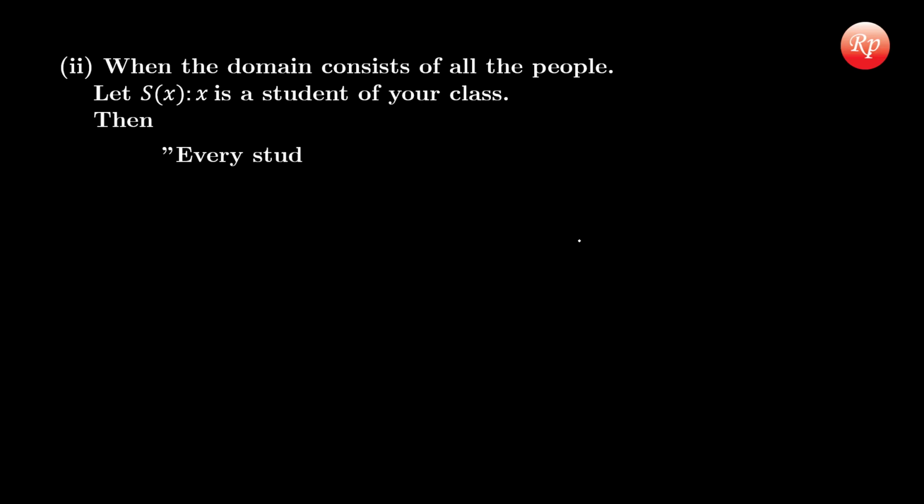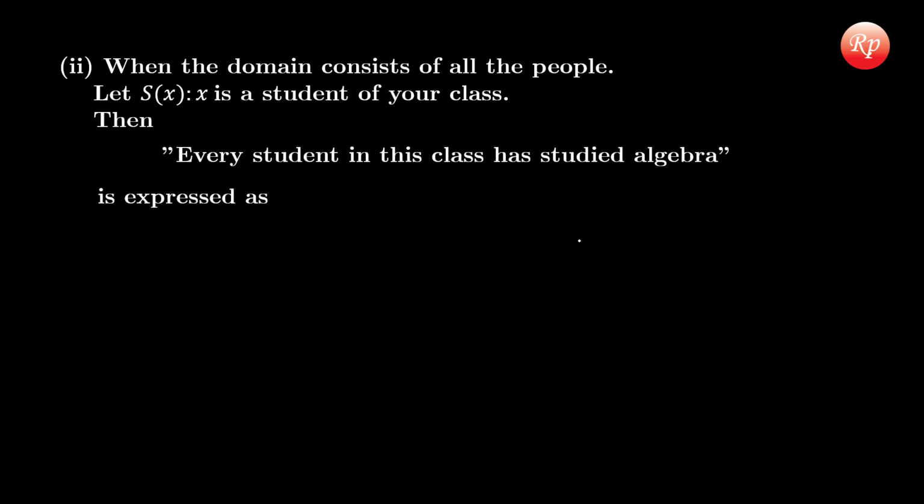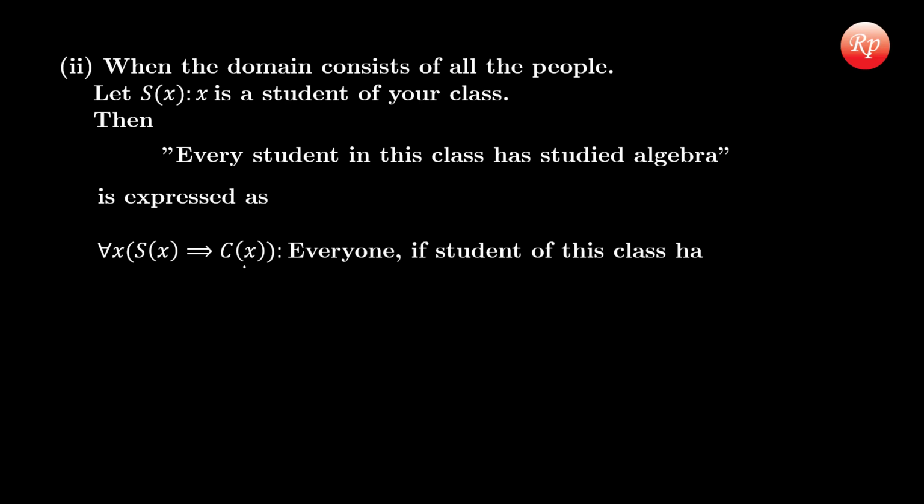Then every student in this class has studied algebra will be expressed like this: for all x, Sx implies Cx. This expression means everyone, if a student of this class, has studied algebra. Remember here, if you pick any person from this domain, then first of all you have to ensure that he is a student of this class. Then only you can write that he has studied algebra. So this is the proper way of writing when the domain consists of all the people.